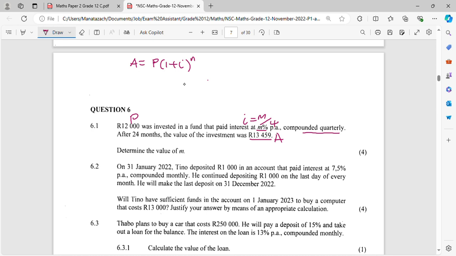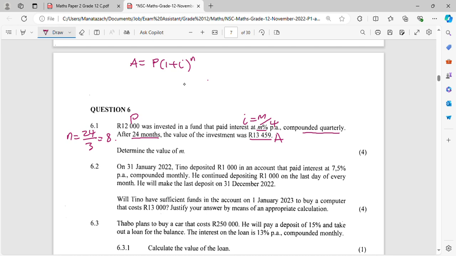And then our n is 24 months. So just be careful here. You need to convert this 24 months. How many quarters have you got in 24 months? There are 8 quarters in 24 months. So our n is going to be 24 divided by 3, since a quarter is 3 months. So that will give us 8. That's going to be our n there.